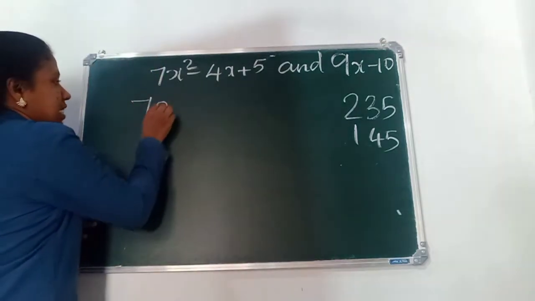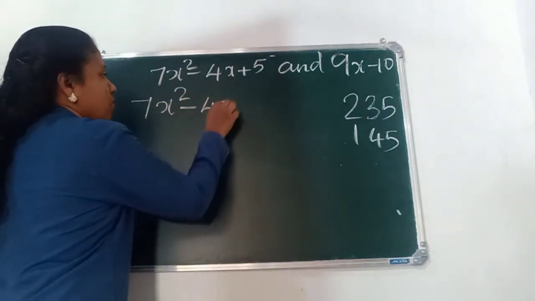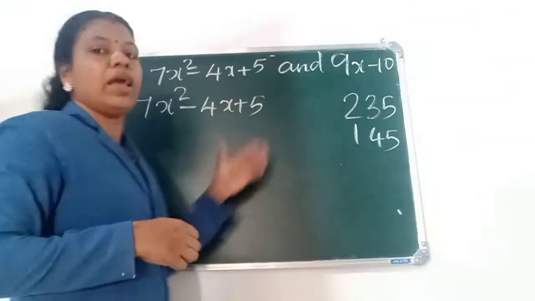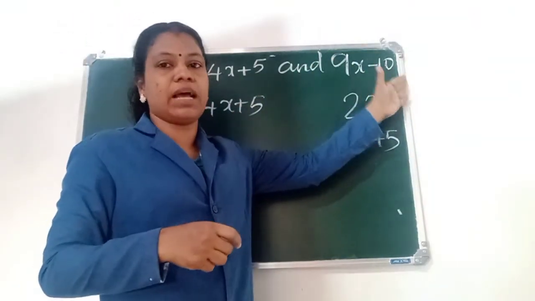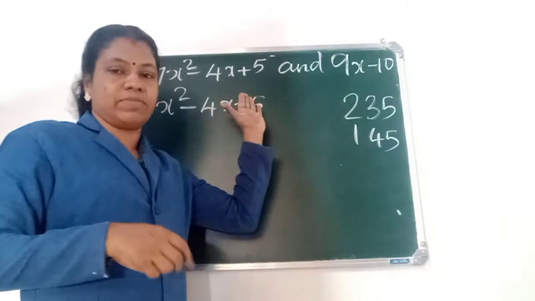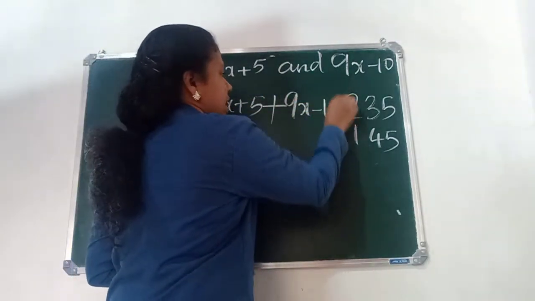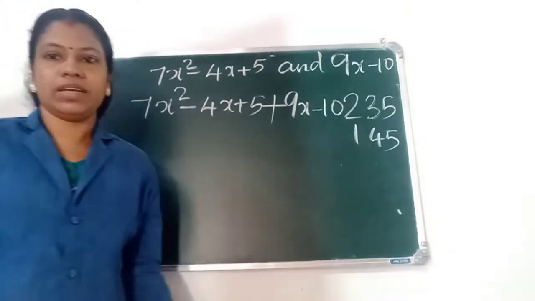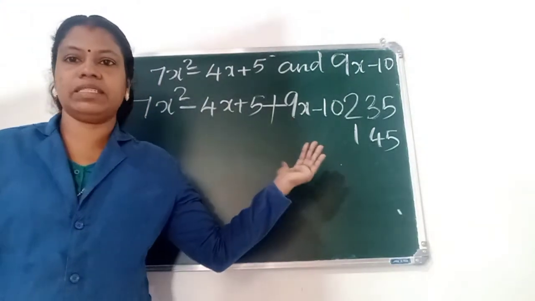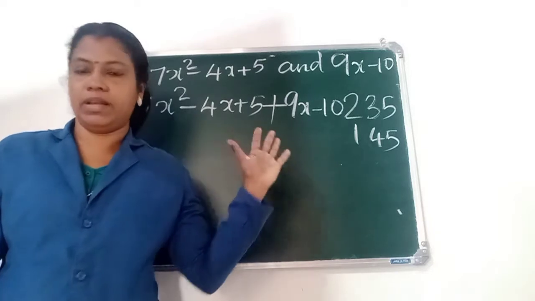So just write the expression as 7x square minus 4x plus 5 plus this. We need to add this expression to this expression. So put plus, then write the second expression 9x minus 10. That is the first step. Clear? Just write the expressions using plus or minus symbol.